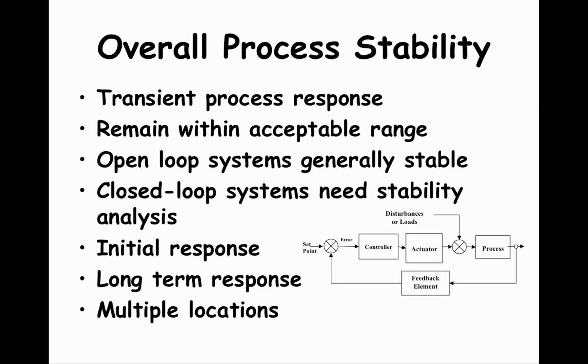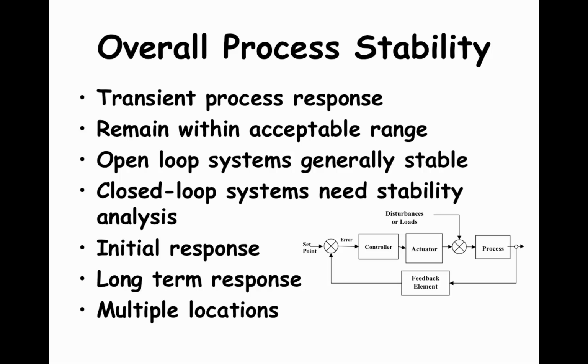Stability indicates that the transient process response or output remains within some acceptable range. An unstable process generates output that becomes uncontrolled under certain circumstances. Open-loop processes are generally stable. Stability of closed-loop process is an important issue.